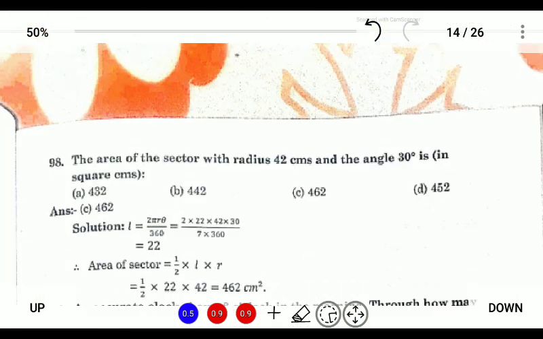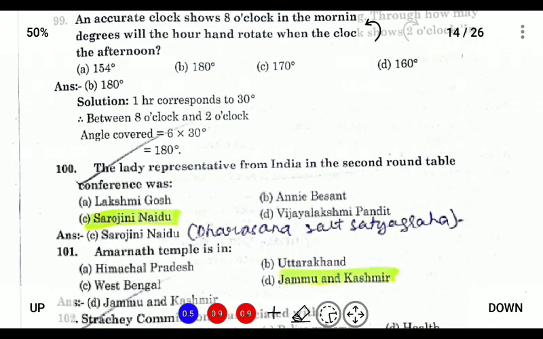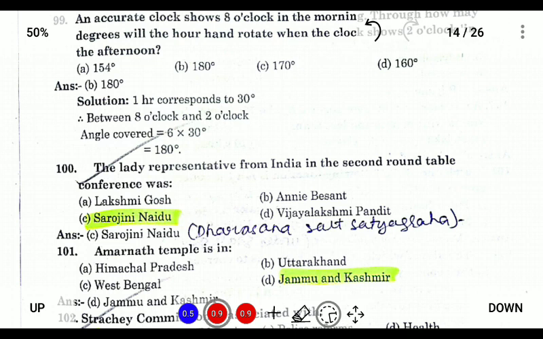Next, 100. The lady representative from India in the second round table conference was Sarojini Naidu, and she was responsible for the Dharasana salt satyagraha.